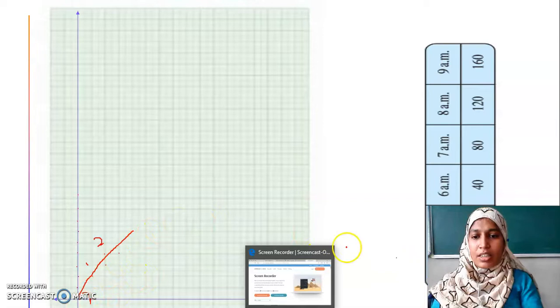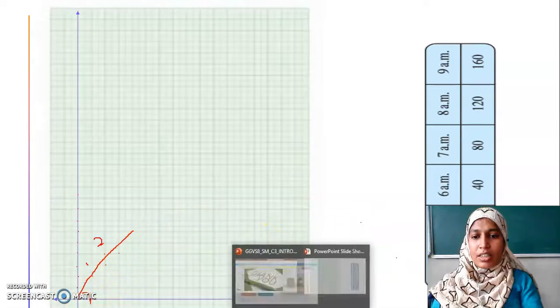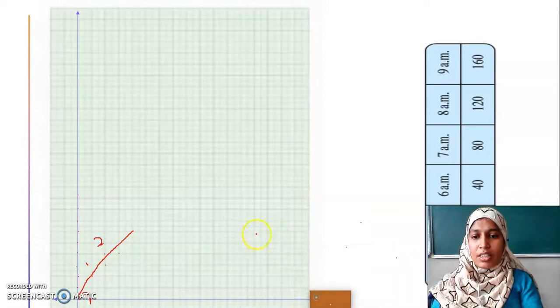This straight line helps us to decide the previous or the old content.